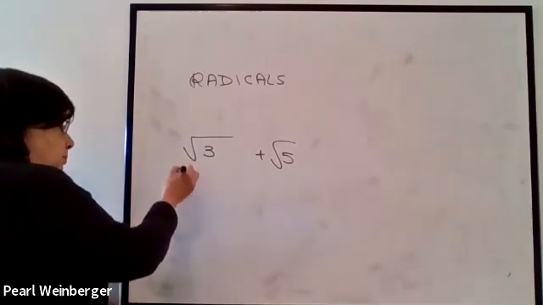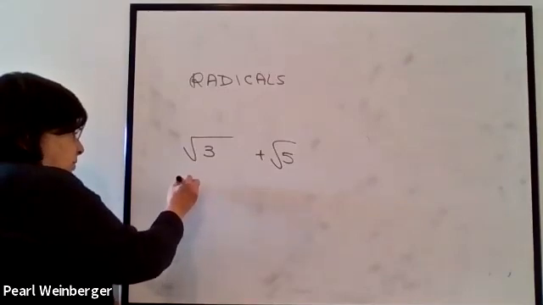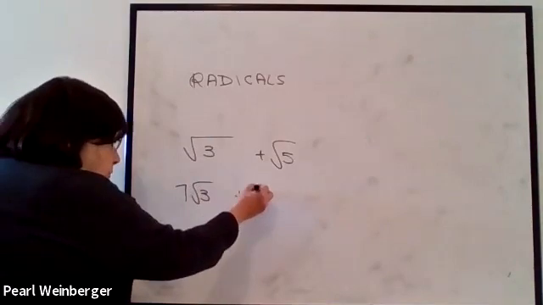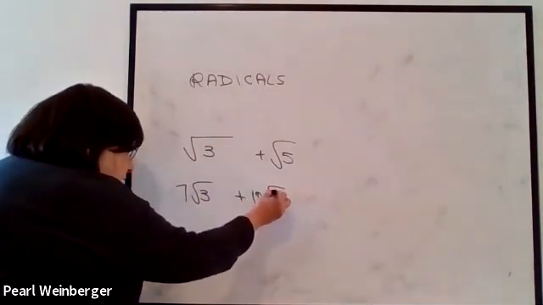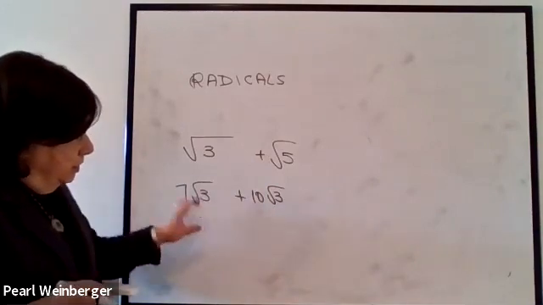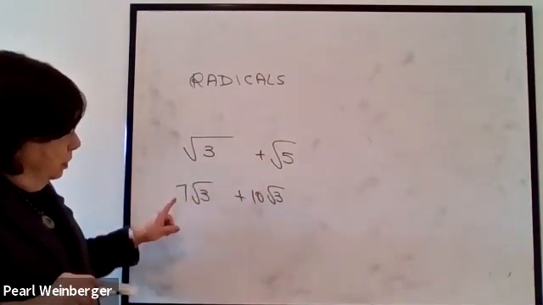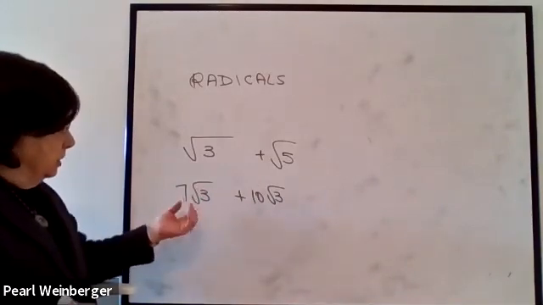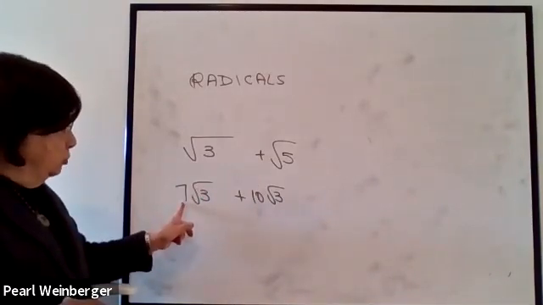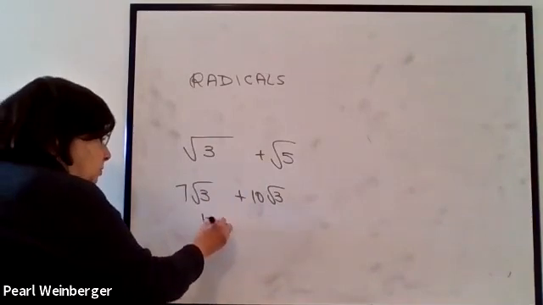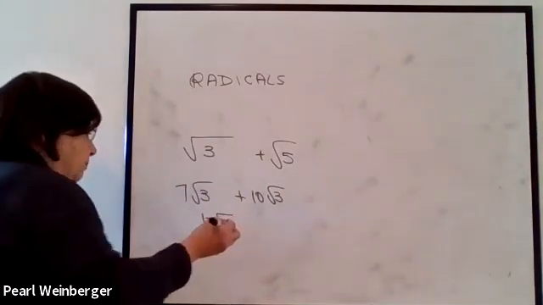I can subtract something or add something like this: 7 radical 3 plus 10 radical 3. These are like radicals because the radical parts are identical. It's like x's. So the way I add them, or subtract them if this is a minus, is I just work with the coefficients, the numbers in front. 7 plus 10 is 17. So the answer here is 17 radical 3.